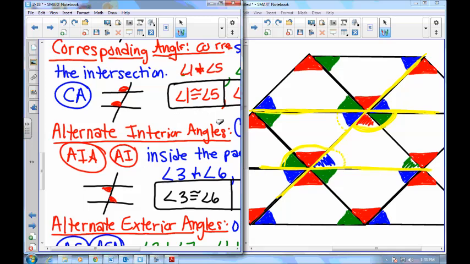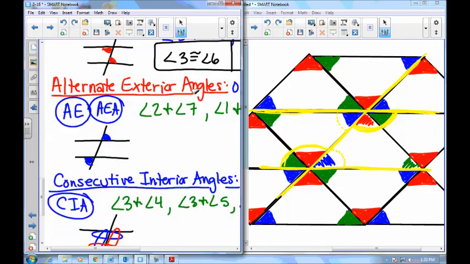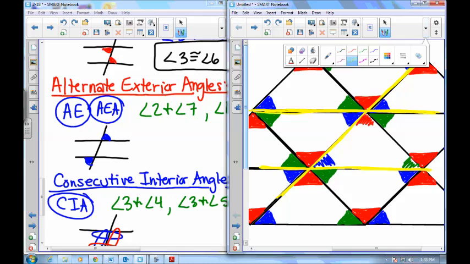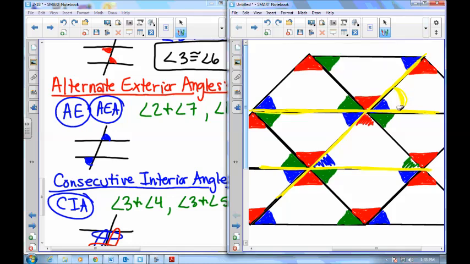Okay, now we're looking for alternate exterior. If I just undo my writing here. Alternate exterior, so make sure you're on the outside. On the outside, if I choose top right, what's alternate of top right on the outside? Bottom left. What do you see? Same color, they're both blue, which tells you the angles are congruent. What if I did the bottom right, which is alternate of the top left? What do you notice? They're congruent.